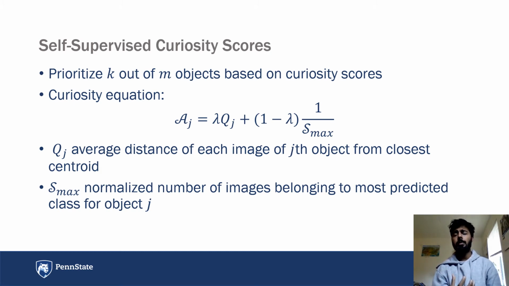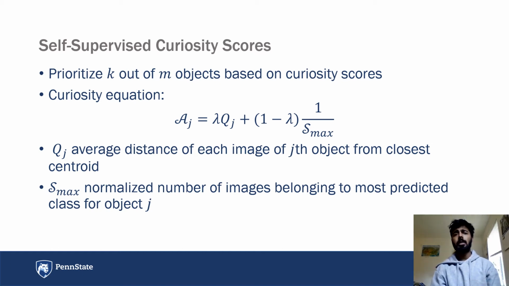So our curiosity term is composed of two terms. One is the average distance of each image of an object from the closest centroids of the previous classes, which shows that if the images are farther apart from a previous centroid, that image or that object should be unknown or should have a higher curiosity score.